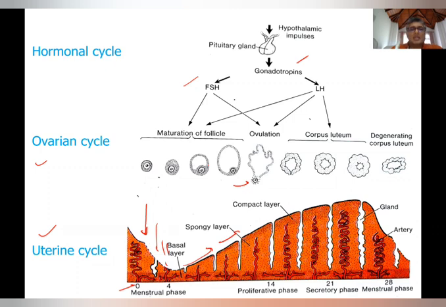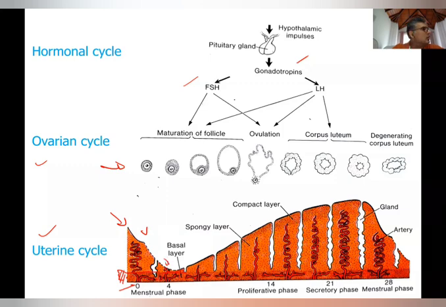So when these changes are taking place at the ovary level, these changes are taking place at the endometrial level. Now, what is important to know here is that you can see one layer in the endometrium, this layer here, you can see it faintly here, that is called the basal layer, that is intact. Even during menstruation, as you can see here, the basal layer is maintained.